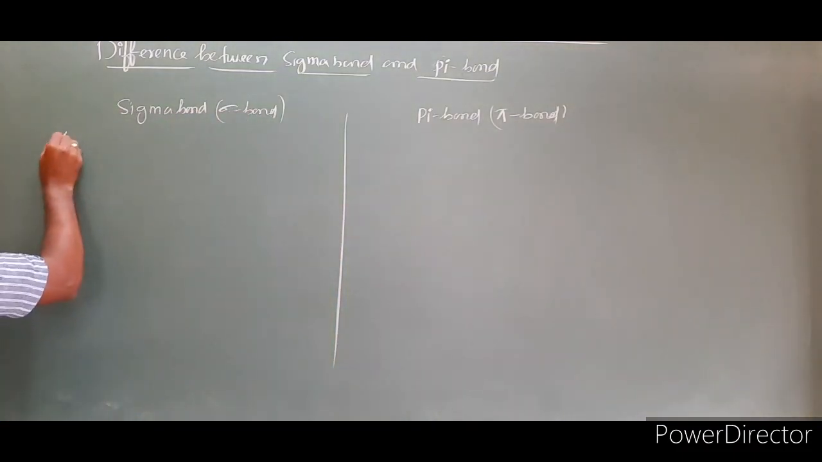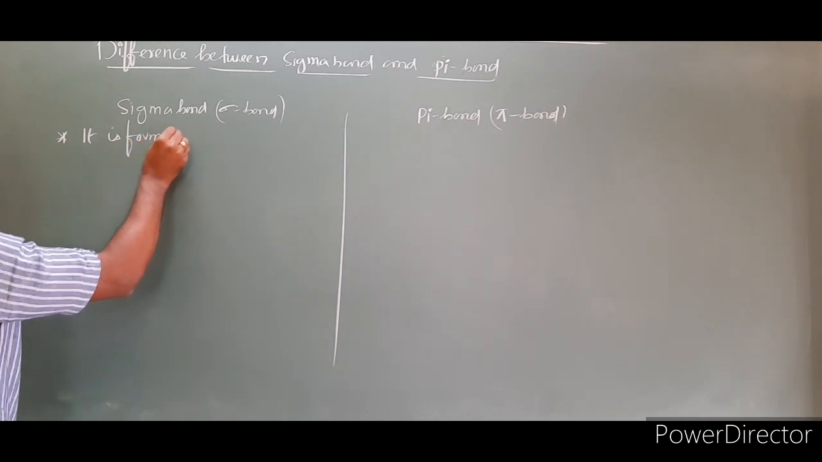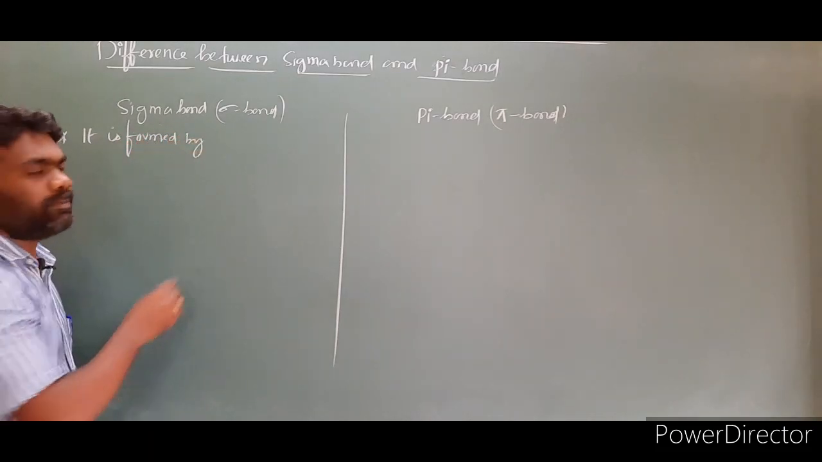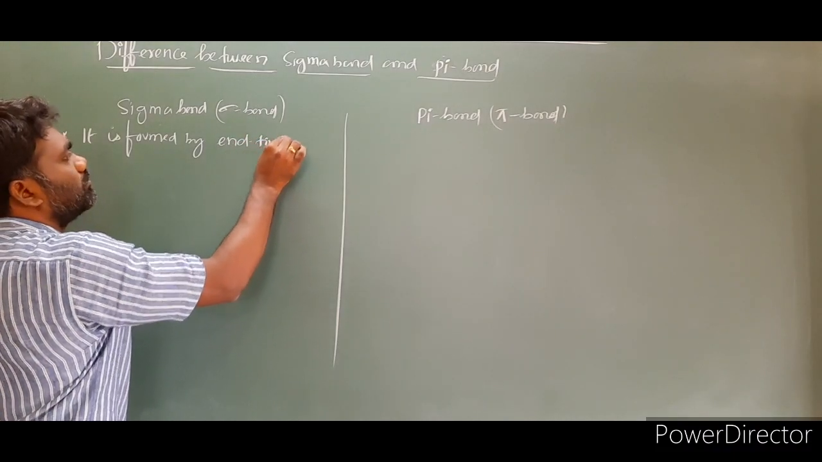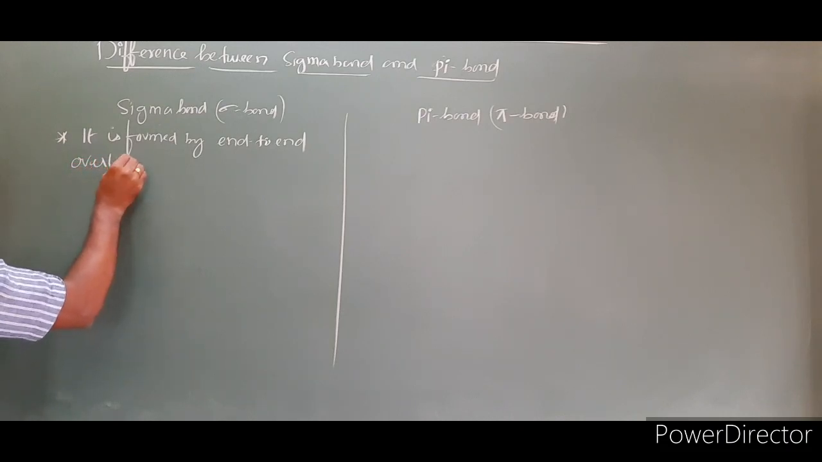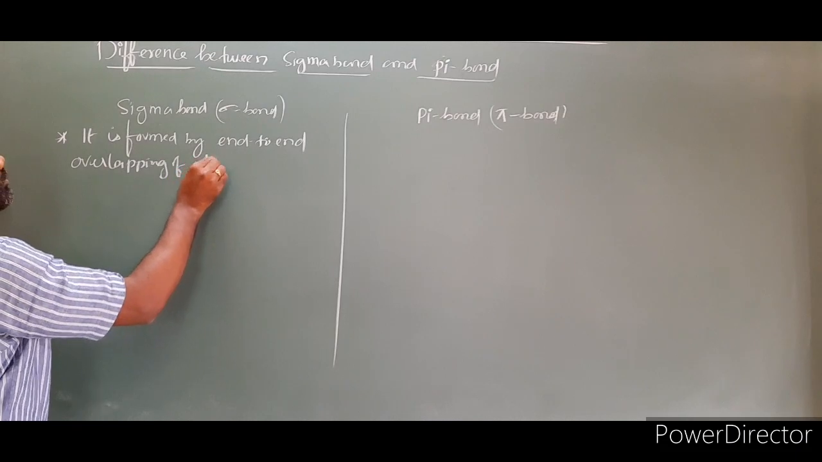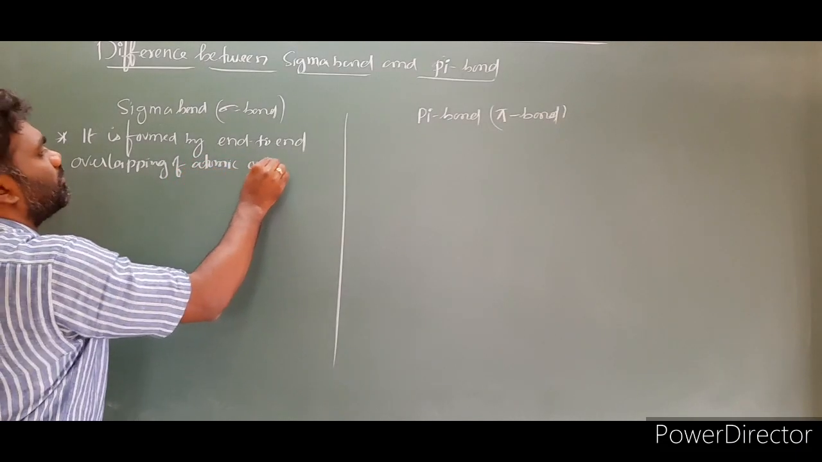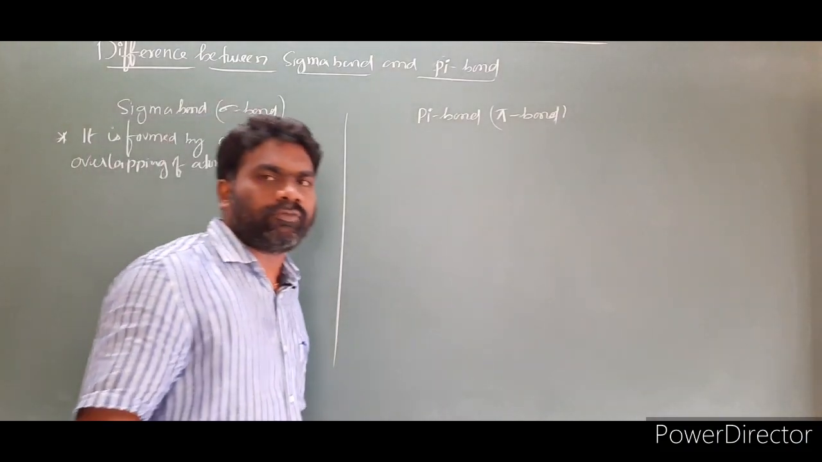So this is one difference. The first difference: it is formed by end to end overlapping of atomic orbitals. It is formed by end to end overlapping of atomic orbitals.